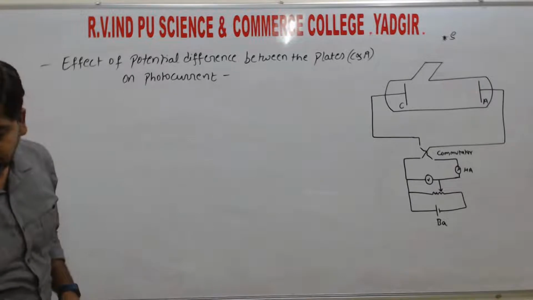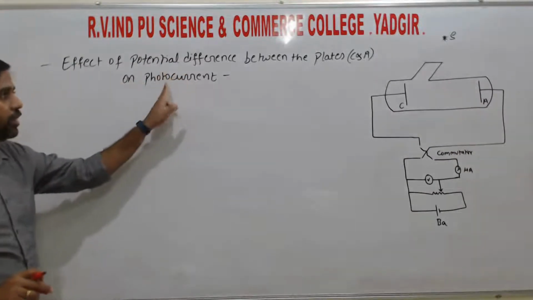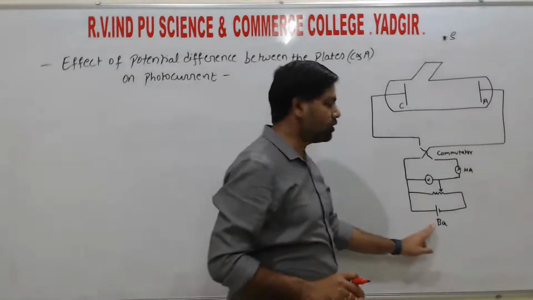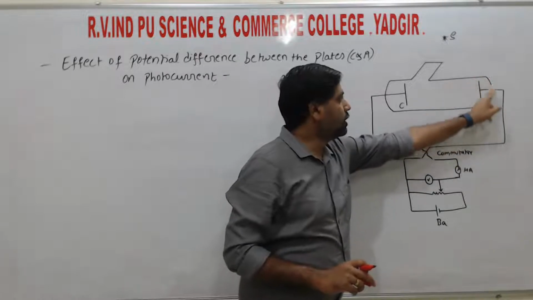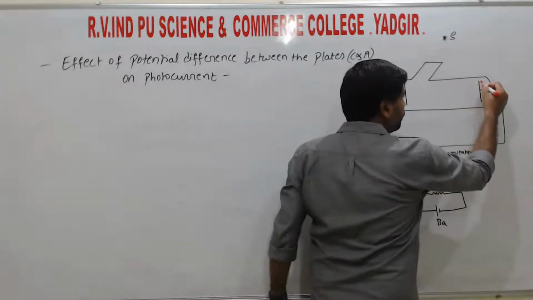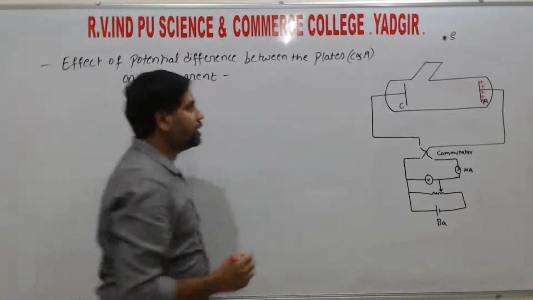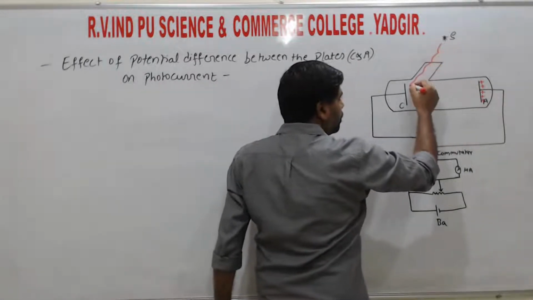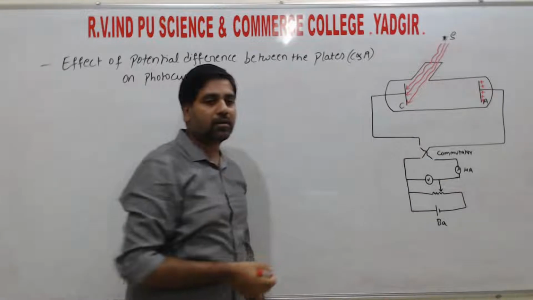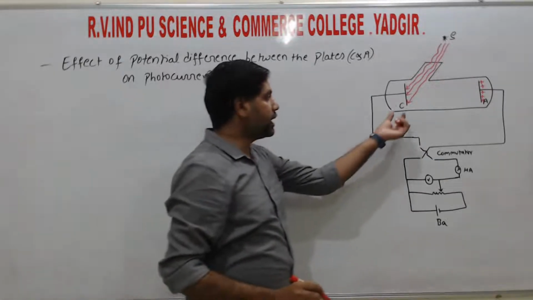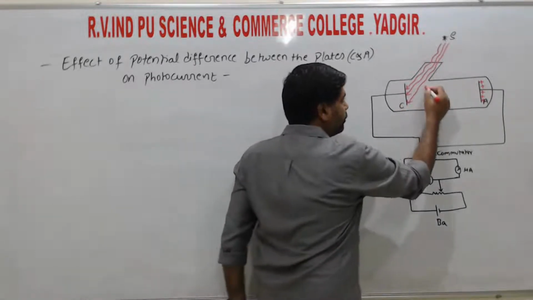This first setup is for the study of the potential difference between the plates. Here we have the potential given by the battery, with this plate at positive potential. When the source emits radiation that is made to be incident on the photosensitive plate, what happens? The electrons are emitted from the plate C.